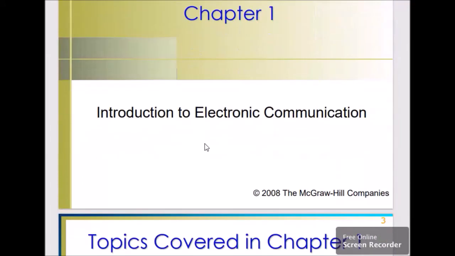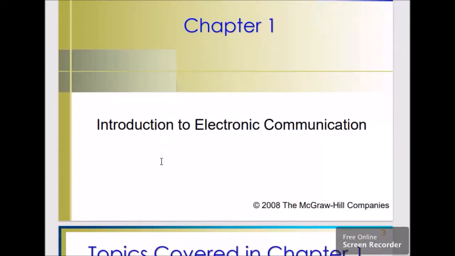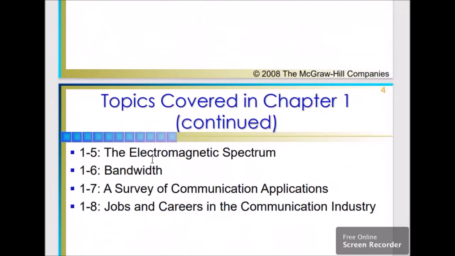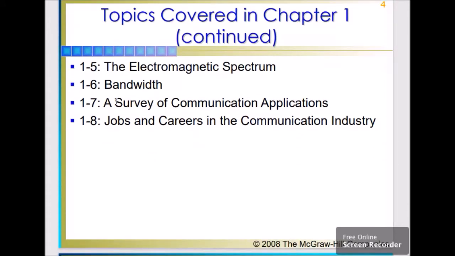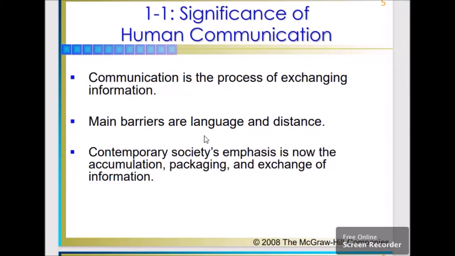Okay, let's proceed. So chapter 1, of course, is all about introduction to electronic communication. We are going to talk about communication, electronic communication to be specific. So these are the topics that we are going to cover for chapter 1. We have the significance of human communication, communication systems, types of electronic communication, modulation and multiplexing, electromagnetic spectrum, bandwidth, and maybe we can skip this one. Okay, so let's start. So first, we have here the significance of human communication.